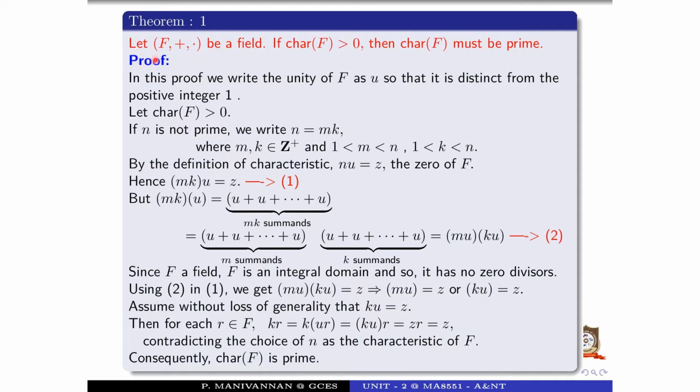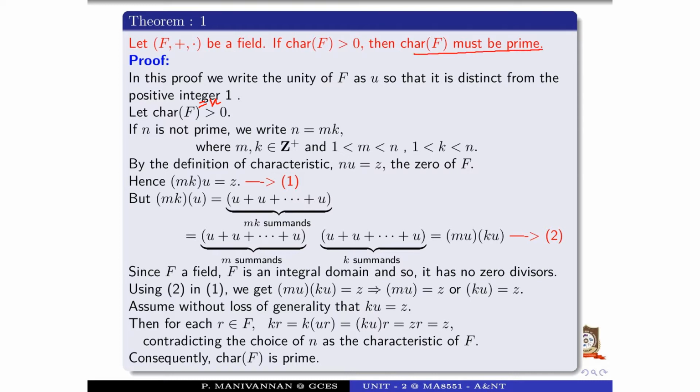Theorem 1. Let (F, +, ·) be a field. If the characteristic of F is greater than 0, then the characteristic of F must be prime. In this proof, we write the unity of F as u, which is distinct from the positive integer 1. Let us assume the characteristic of F is n, and it must be greater than 0. We want to prove it is prime.